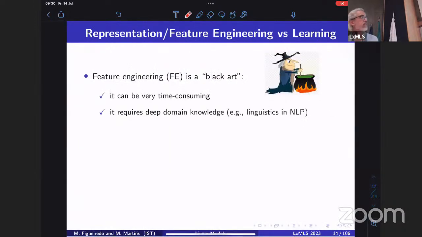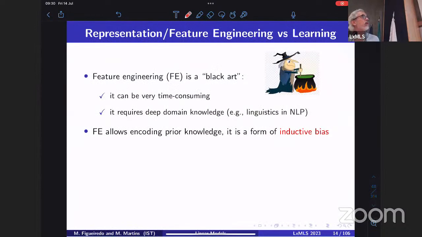So in a sense, feature engineering, this idea of designing features by hand using experts, is a black art. It can be very time consuming. It requires a lot of domain knowledge. For example, linguistics: you need to know a lot of linguistics if you want to design features for natural language processing by hand.